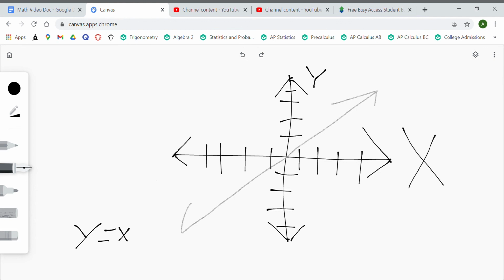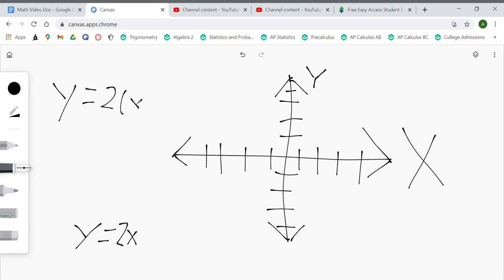Now why don't we try something like this? How about y equals 2x? This might get a little bit more complex. Let's say I wanted to move 2 units to the right. Then we will write the function like this, and substitute x for x minus 2. Use the distributive property to simplify, we get 2x minus 4.